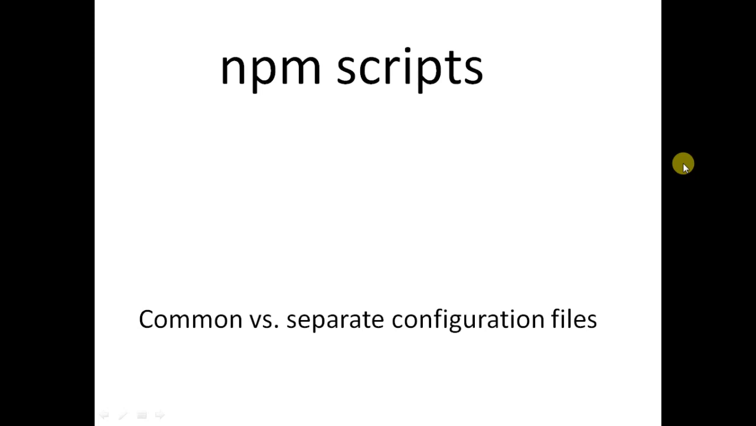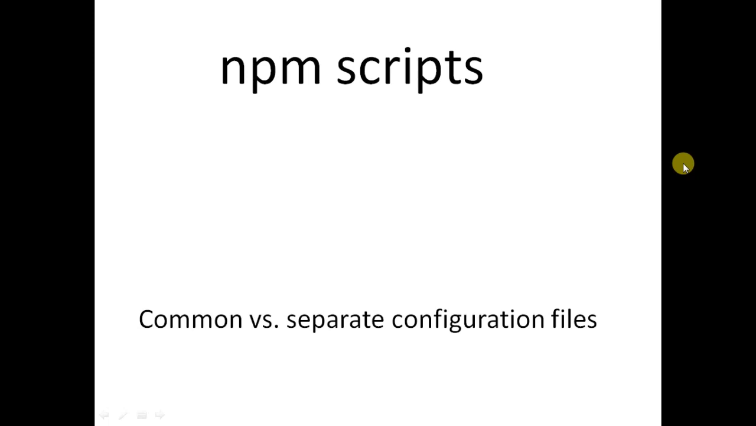Now, common versus separate configuration files. All code samples for the client and server belong to a single npm project and share the same package.json file. All dependencies and typings are shared by the client and server applications. This setup may reduce the time for installing dependencies and save space on disk because some of the dependencies may be shared between the client and server.